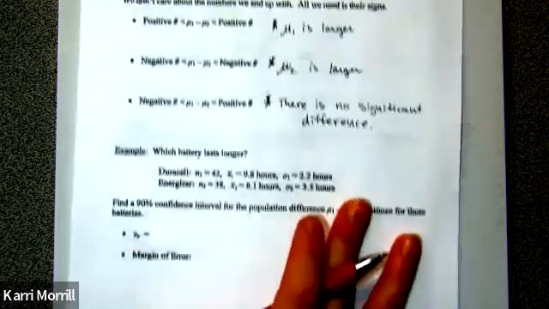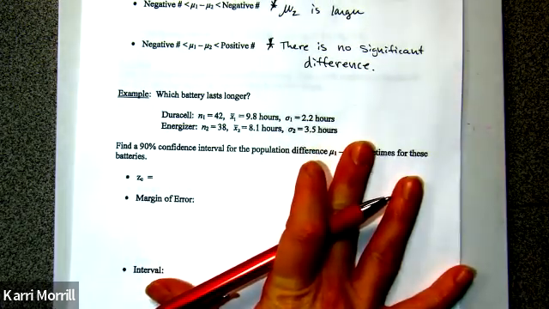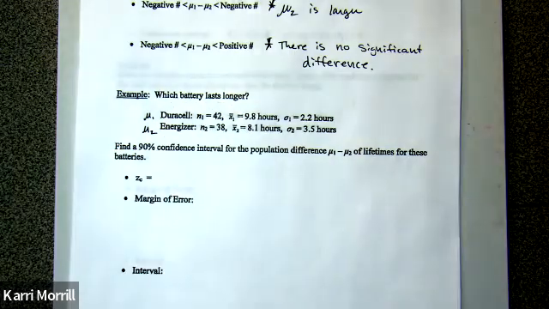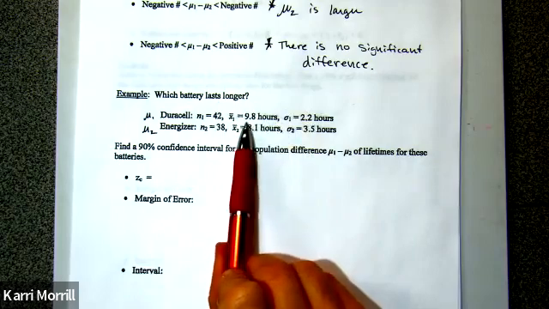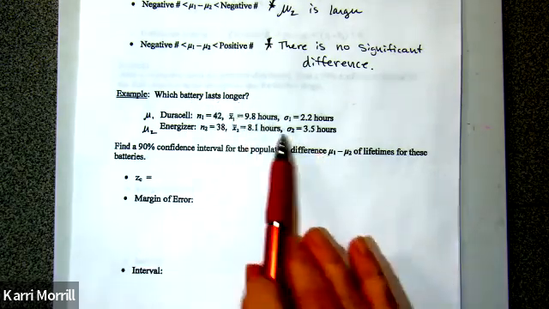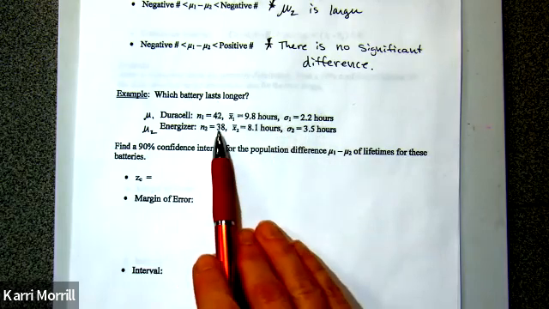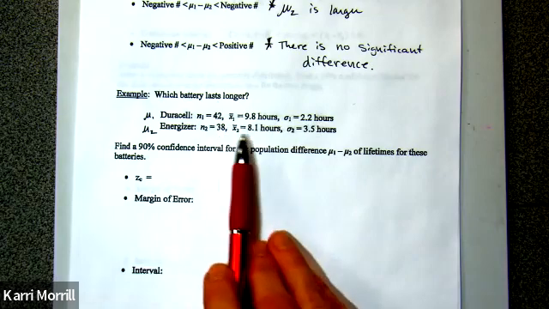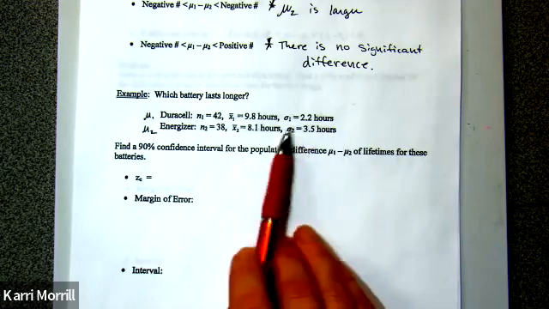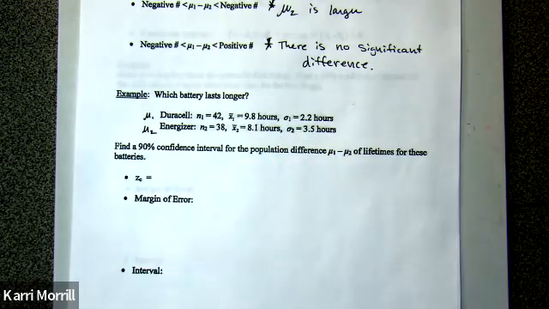And so how do we apply this? Let's move on to comparing Duracell and Energizer batteries. So Duracell, we're going to consider mu1. Energizer, we're going to consider mu2. And they give us some values. Say they sampled 42 batteries, and the sample had an average of 9.8 hours of power, with a standard deviation of 2.2 hours. But for Energizer, we only checked 38 batteries, with a mean of 8.1 hours, and it had more of a standard deviation, 3.5 hours. So find a 90% confidence interval for the population difference between the two mu's, the two averages of lifetimes for these batteries.